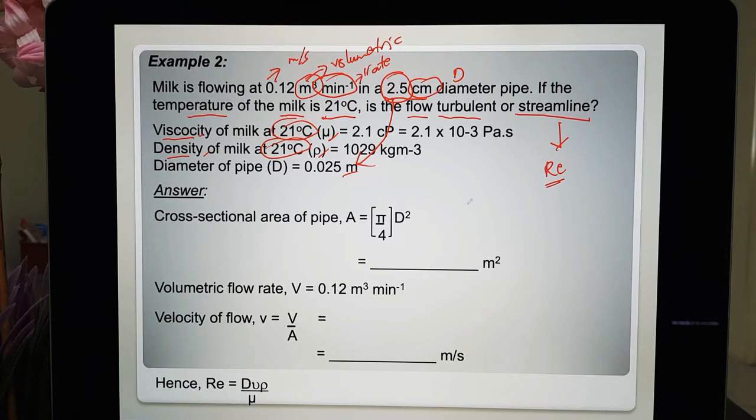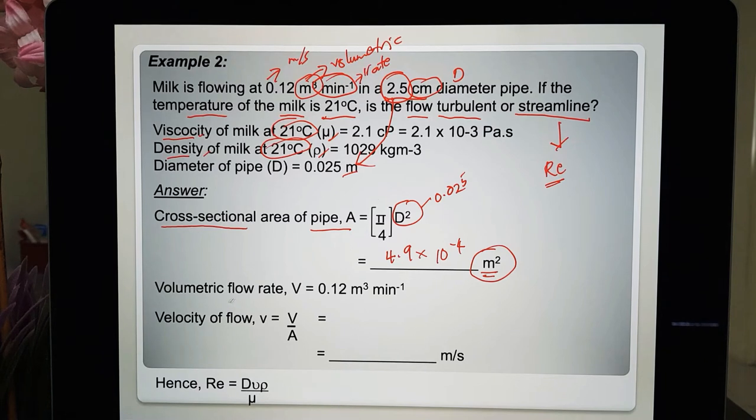What you need to do is first calculate the cross-sectional area of the pipe. You can use the equation pi over 4 times d squared. Plug in the value of d, 0.025, and you should be able to get the answer as 4.9 times 10 to the power of negative 4 meter squared. So this is the unit of the area. For this problem solution, you need to focus on the units, because the units will give you the correct final answer.